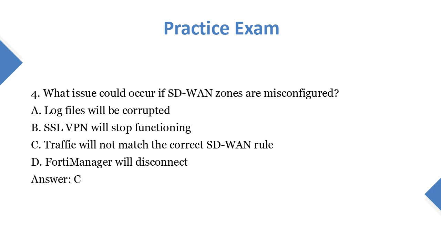4. What issue could occur if SD-WAN zones are misconfigured? A. Log files will be corrupted. B. SSL VPN will stop functioning. C. Traffic will not match the correct SD-WAN rule. D. FortiManager will disconnect. Answer: C.